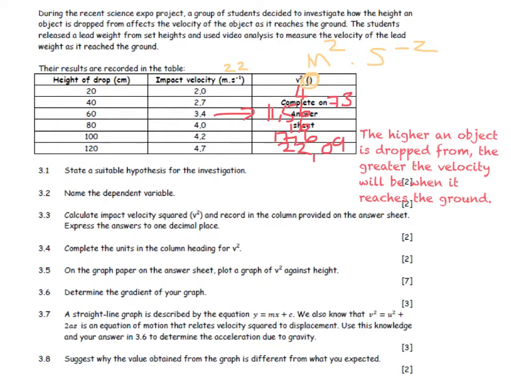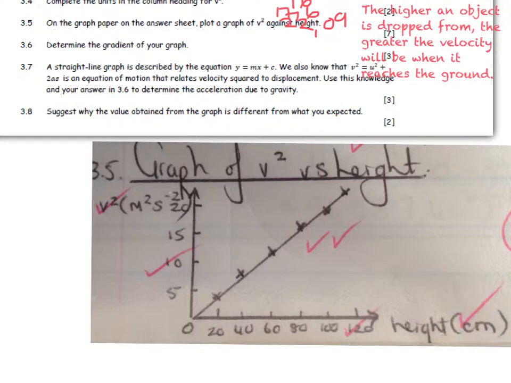On the graph paper, on the answer sheet, plot the graph. So you need to state graph of whatever's on the y-axis versus whatever's on the x-axis. You need to label your axes. You need to put 0 in as a point. You need to evenly graduate your axes, and then you're going to plot your points. And you get a nice proportional graph.